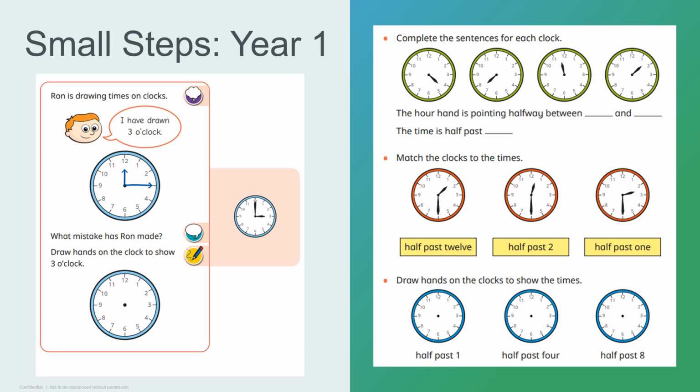We'll also do things like completing sentences that match clocks. So the hour hand is pointing halfway between something and something, and the time is half past whatever, for example, and then you might match the clocks to the times, or draw hands again on the clocks to show the times. This time we're looking at half past because they have already at this point secured their knowledge of the hour and the o'clock.